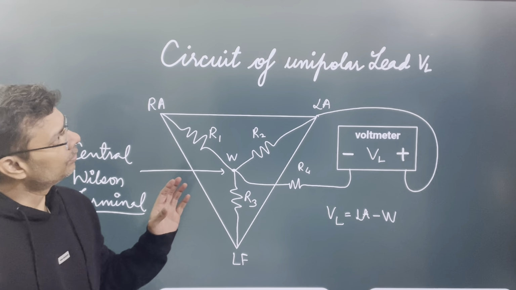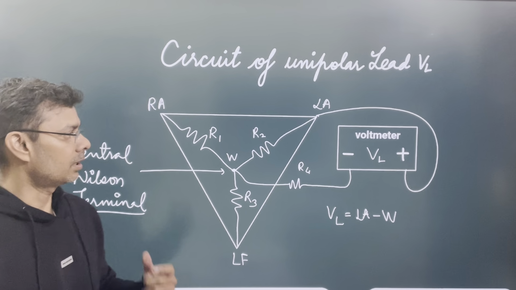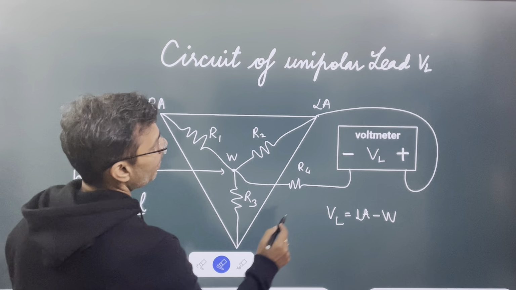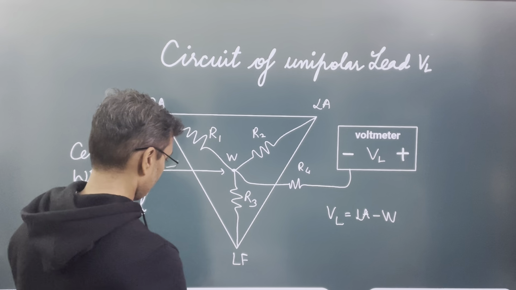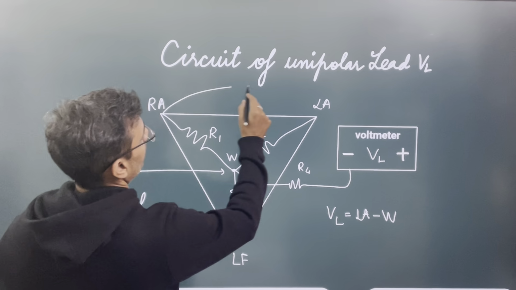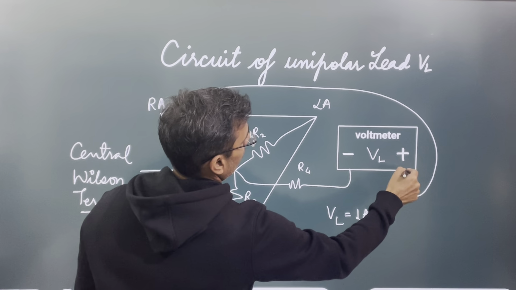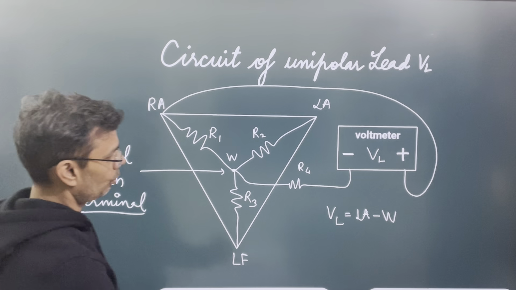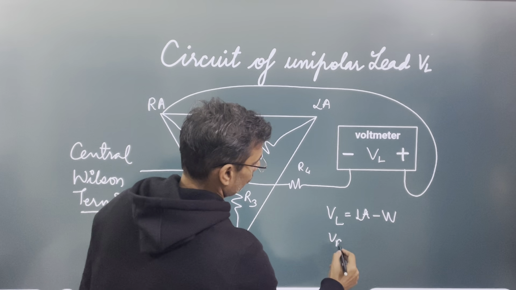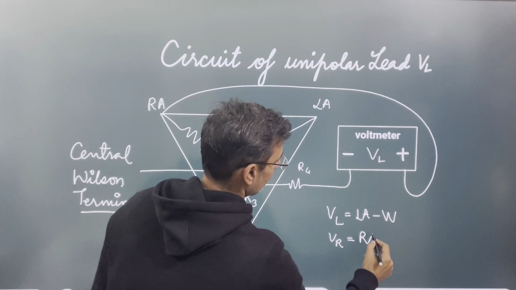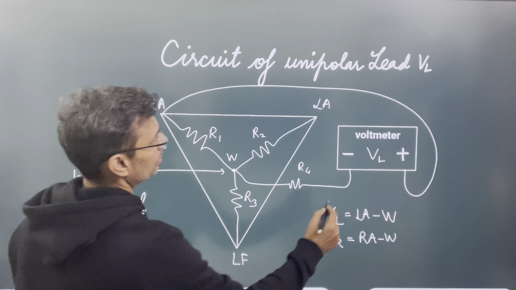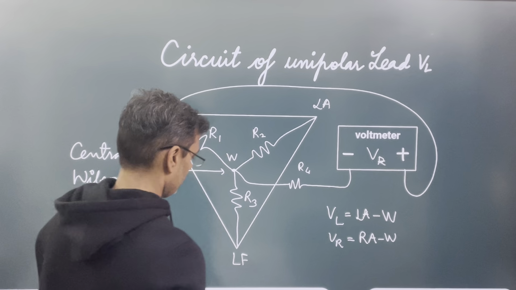Now we will see the circuit of VR. For VR, what we can do, we can remove this and we just join the right arm wire to the positive terminal of the voltmeter. So what we get is VR. So VR is RA minus W. This is the value of VR.